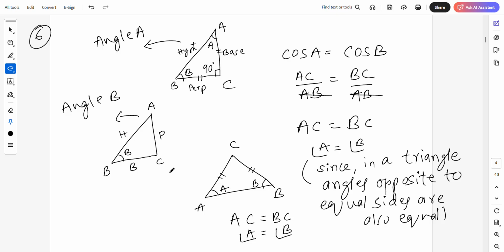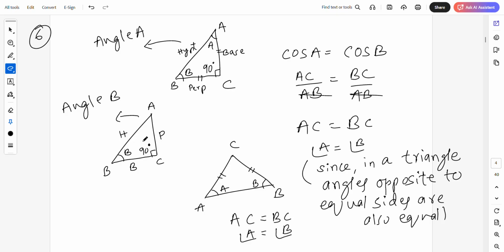Hope you understood this problem. This is very important. If I take this angle, the side which is opposite to this angle is perpendicular, this is base, this is hypotenuse. Now, for the other angle, AC is perpendicular, BC is base, and hypotenuse remains as it is. The side which is opposite to the 90-degree angle is the hypotenuse.